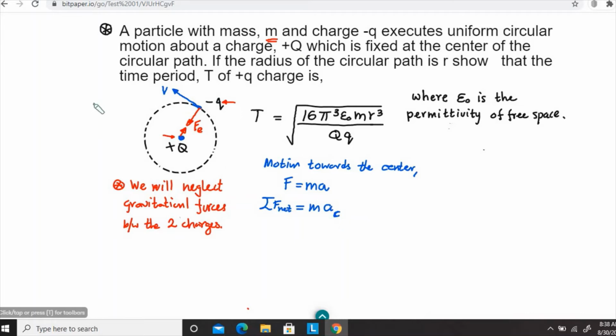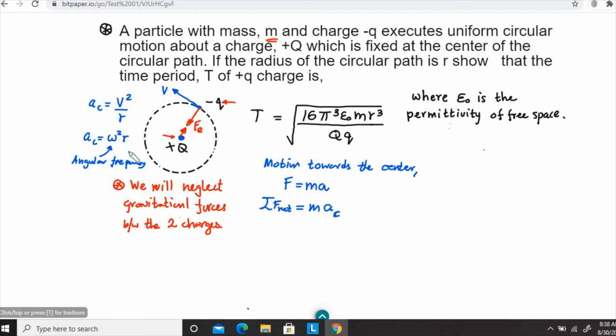Okay, so remember, a_c can be written as speed squared divided by the radius, that is the distance between these two particles. Or else we can write a_c as omega squared r, where omega is called the angular frequency. So if you took General Physics 1, then you should have done these things in that course.